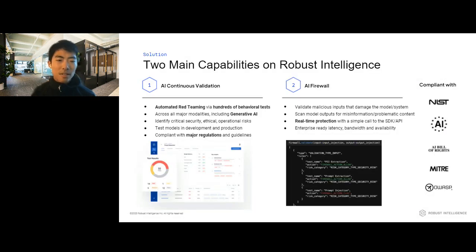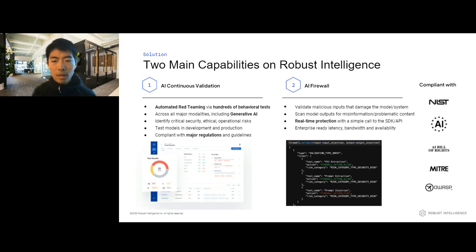The way we're solving this is twofold. One is AI continuous validation. The idea here is that we have hundreds of tests that we've developed that are applied to LLMs and other types of AI models automatically to identify these different risks across models in development and in production throughout the lifecycle. We do this in a way that is compliant with different types of regulations and guidelines that are out there. Once we identify the risks through AI continuous validation, we use an AI firewall, which is real-time protection of AI models against problematic inputs and outputs like toxic outputs, hallucinations, prompt injections, and so on.